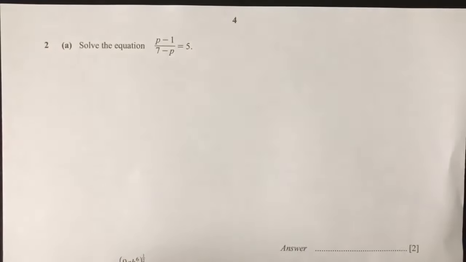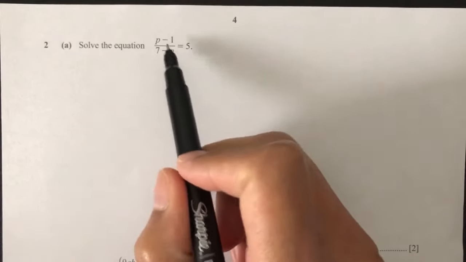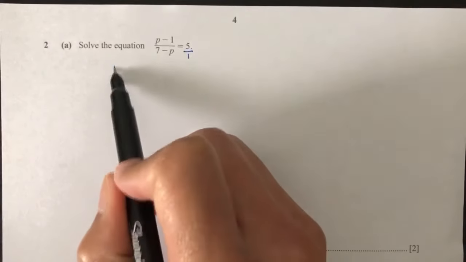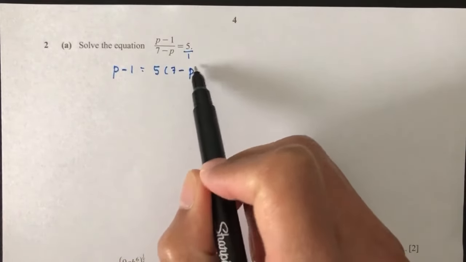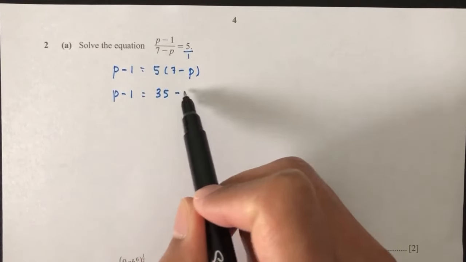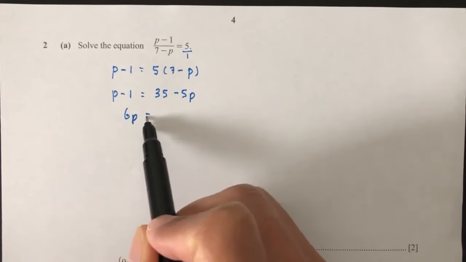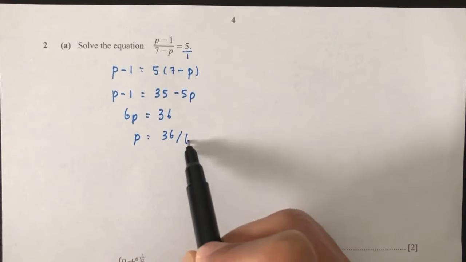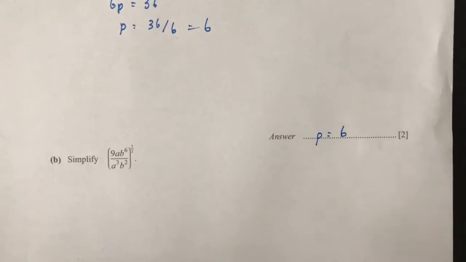Question number 2, part 1, solve this equation. So basically find the value of p. When you have a fraction equal to a fraction, the first step is to cross multiply. So we have p minus 1 equal to 5 times 7 minus p. That will be p minus 1 equal to 35 minus 5p. You bring p to one side, there will be 6p equal to 36. So p equal to 36 divided by 6, that will be 6. So answer, p equal to 6.